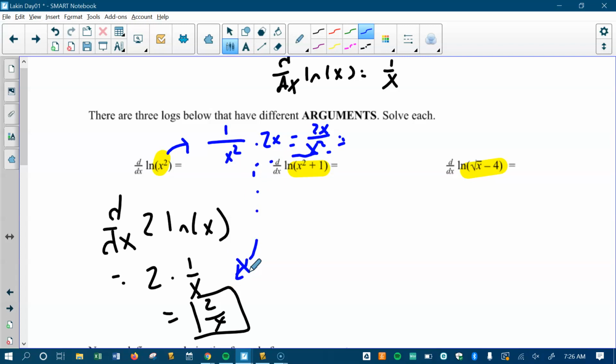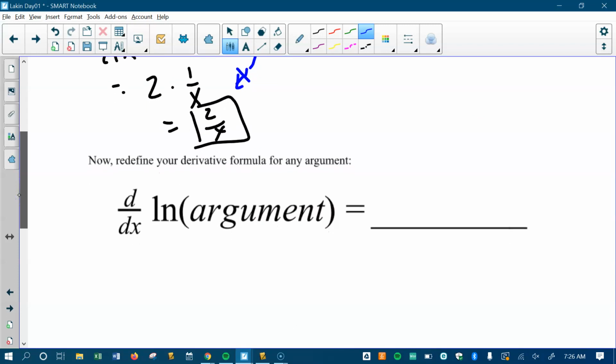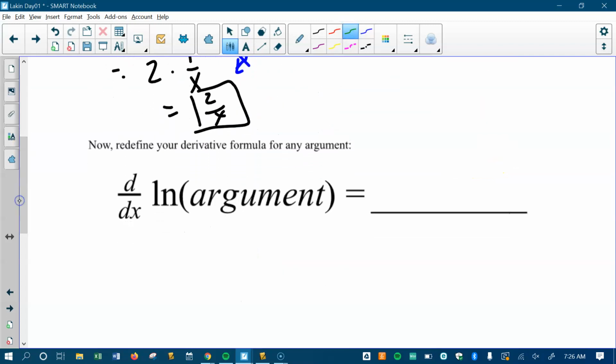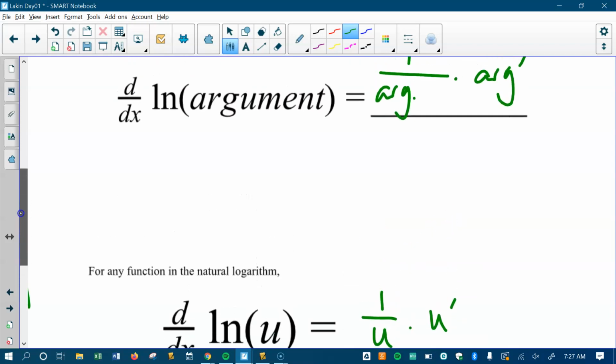Cool. Great news. So I'm going to skip down to here and tell you what the derivative of the natural log of an argument is. This is how I always want my kids to remember it: it is equal to 1 over the argument times the derivative of the argument. Or, if you have something in natural log, it's 1 over u times the derivative of u. So now let's go and do the next two problems.